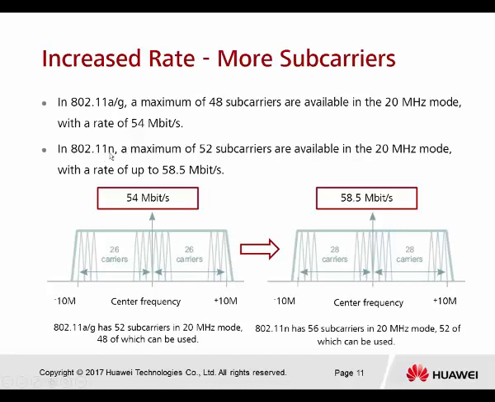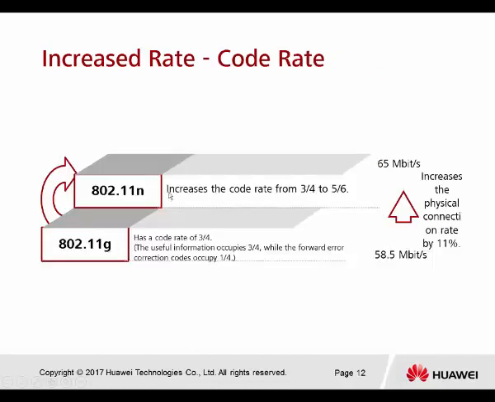In 802.11n, a maximum of 52 subcarriers are available. Total, it is 52 subcarriers. So this is the reason why the speed can be increased from 54 megabits per second to 58.5 megabits per second.